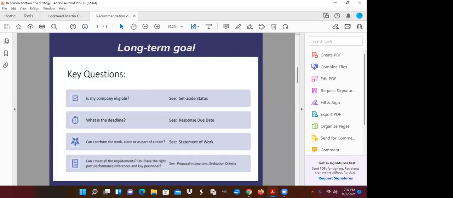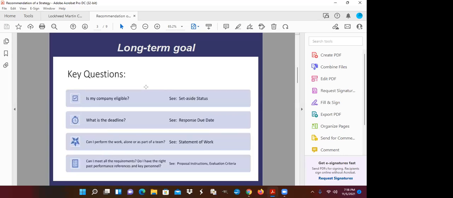These are some of your long-term goals, something that you want to set aside for yourself. That's going to be key questions, and you're going to be asking yourself, is my company eligible for this? Then you're going to go to the set-aside status. What is the deadline? Meaning you want to look and see when that contract is up for bid, when the due date is for you to respond to that bid, and how far off that bid is. If that bid is due tomorrow, then you don't want to try to bid on that anyway. It's too late for you. So you want to look at that response due date.